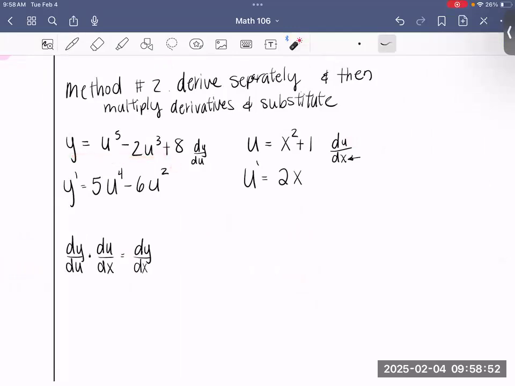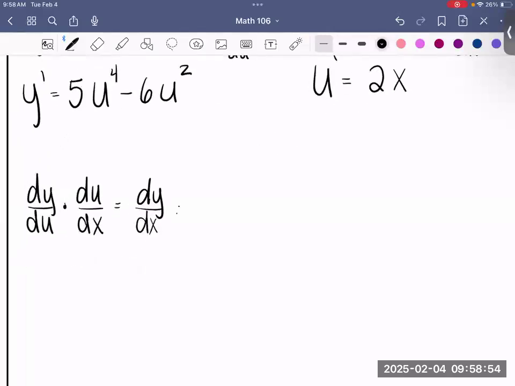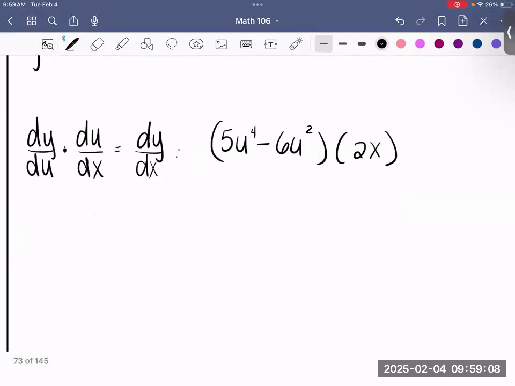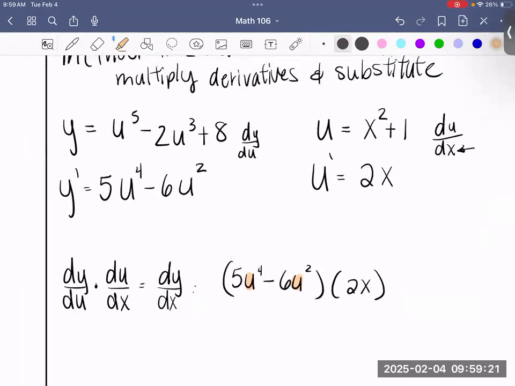Now let's go ahead and multiply these two together. 5u to the fourth minus 6u squared times 2x. Now we know that u, maybe put it in orange. Nope, one more time, orange. We know that u is actually equal to x squared plus 1. So we can go ahead and substitute that in, x squared plus 1.